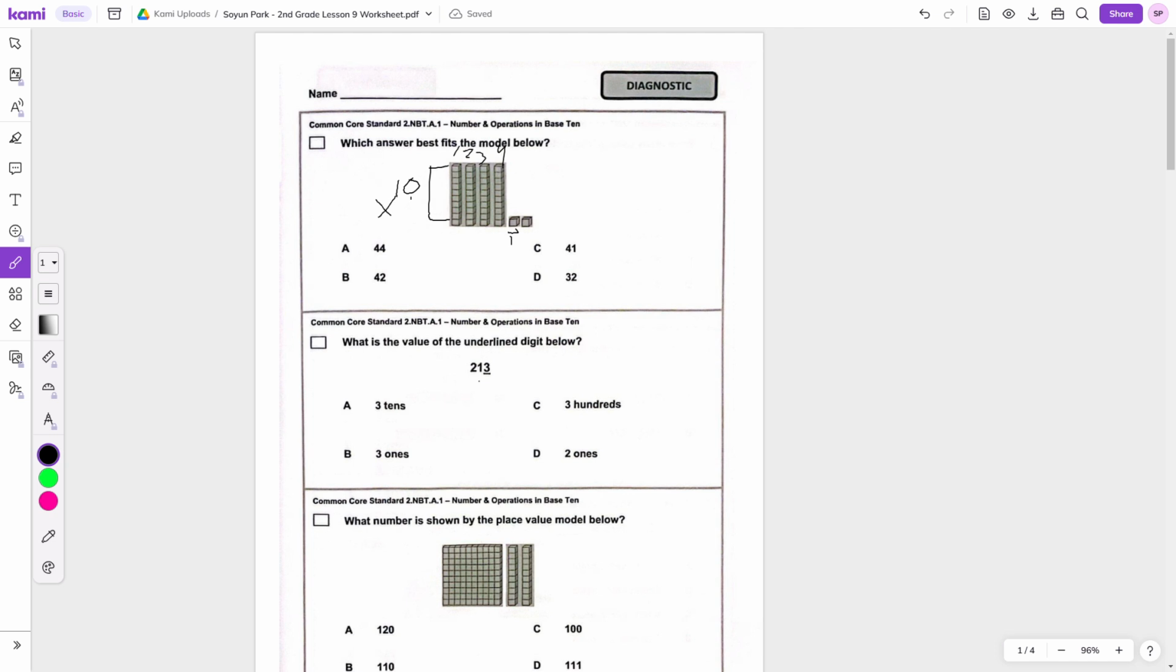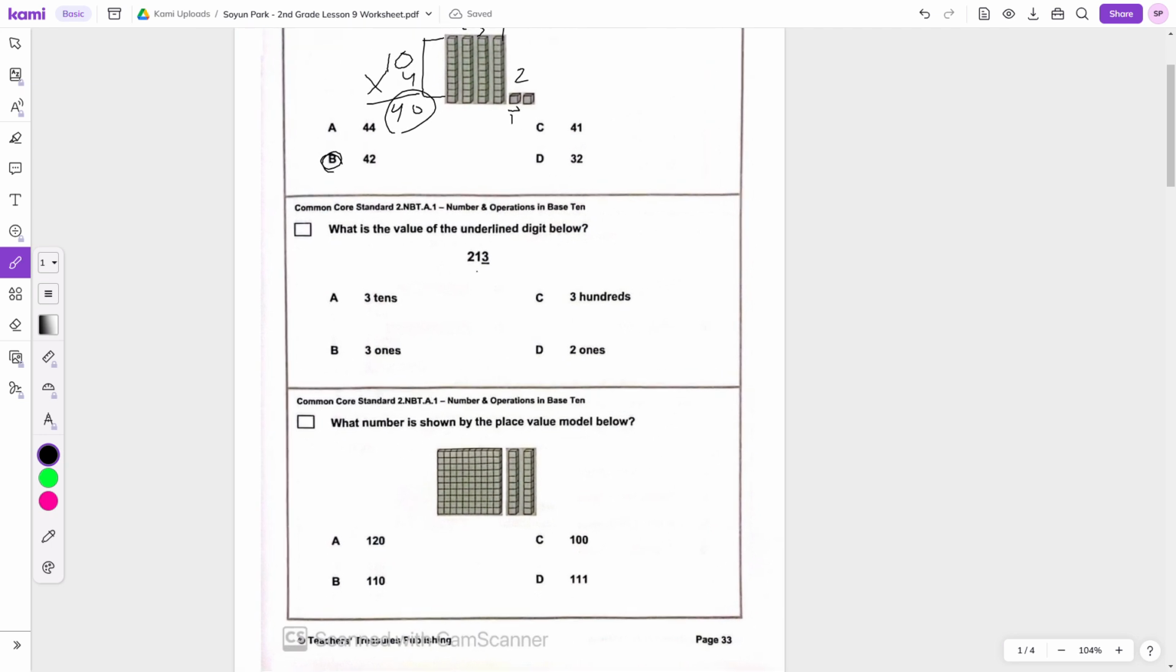We have to times by 4, which will be 0 times 4 equals 0, and 1 times 4 is 4, so 40. And then 1 times 2 will be 2. And 40 plus 2 will be 42, so it will be B.